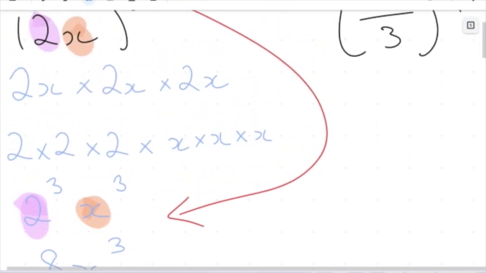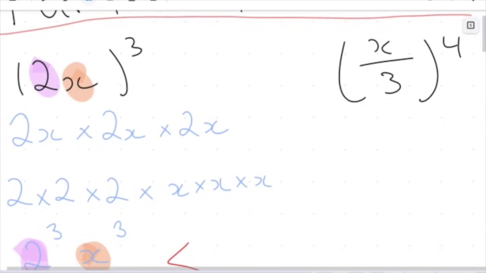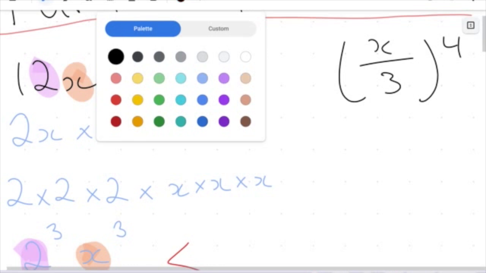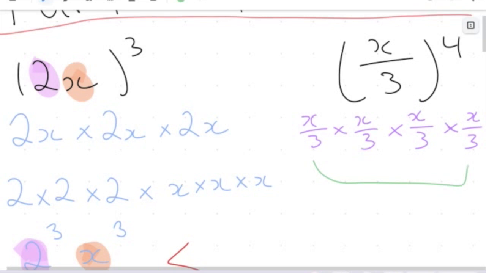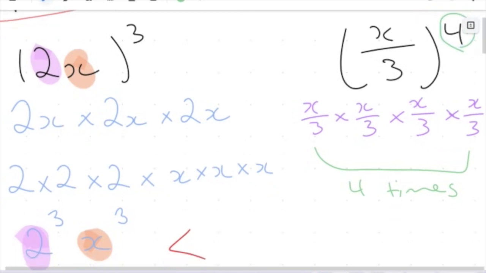So, let's apply a similar thing to this next question. I have x over 3, all to the power of 4. This is like doing x over 3 times x over 3 times x over 3 times x over 3. That's what taking anything to the power of 4 is. This is just multiplying 4 times, and that links up with the power here. We saw the same thing happening with the power of 3 in our previous example.